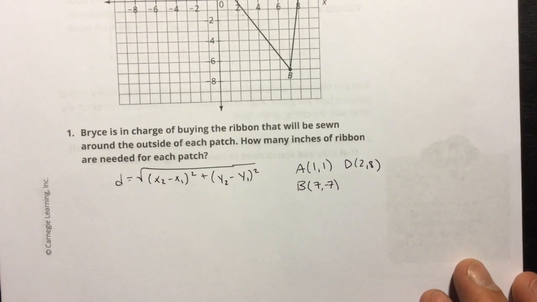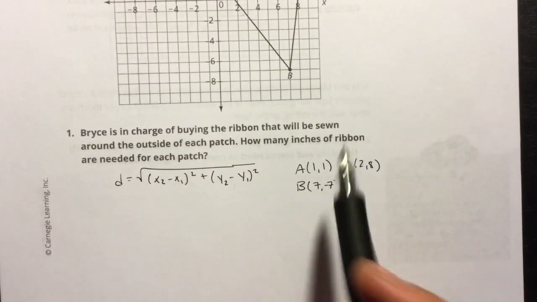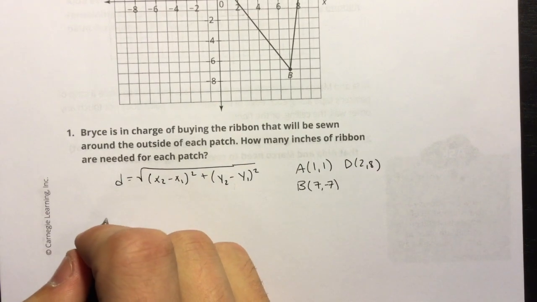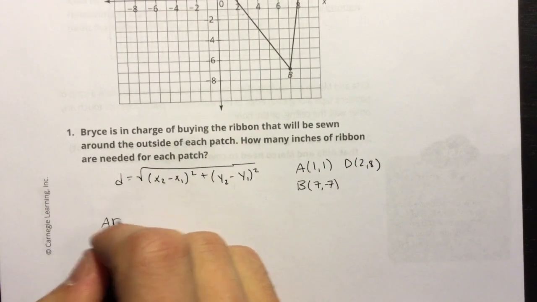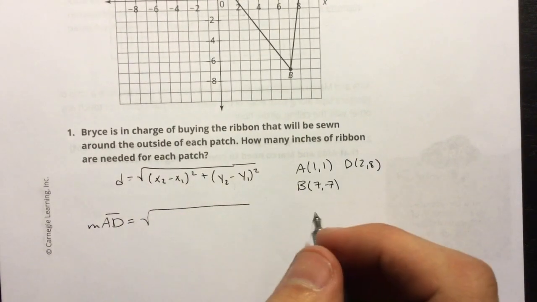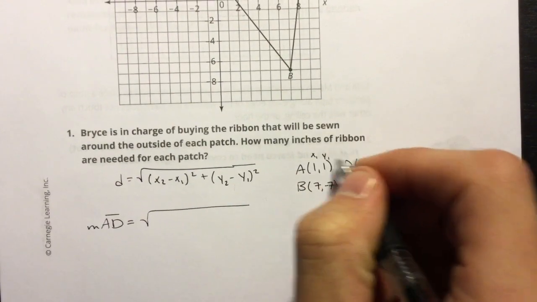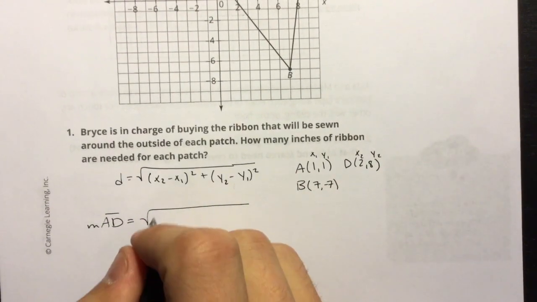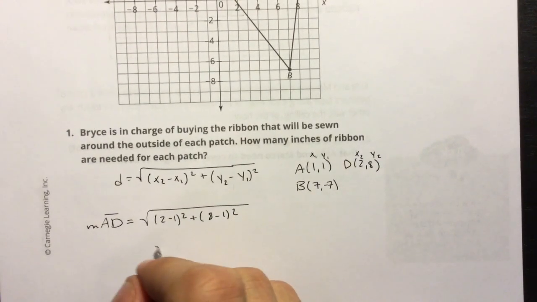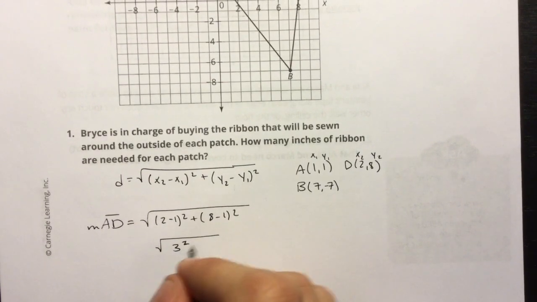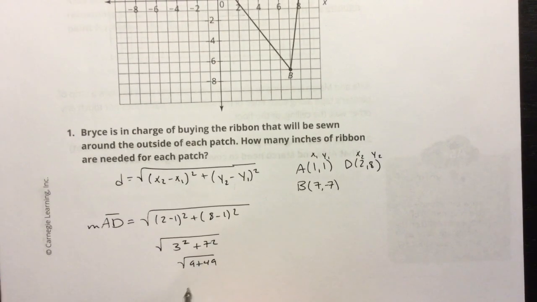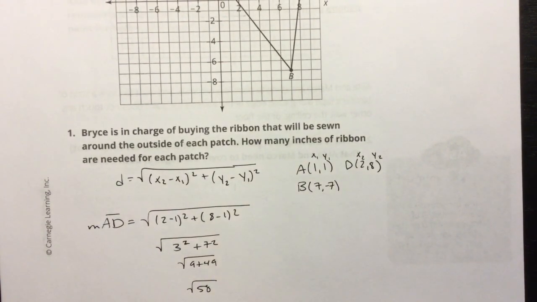For now we'll just do side AD. That was this top left side. It mirrors BC because this is a parallelogram. So here we go. Distance formula, so AD is equal to, and I'll go x1, y1, x2, y2: 2 minus 1 squared plus 8 minus 1 squared. It's going to be the square root of 3 squared plus 7 squared. That is the square root of 9 plus 49, which is the square root of 58.